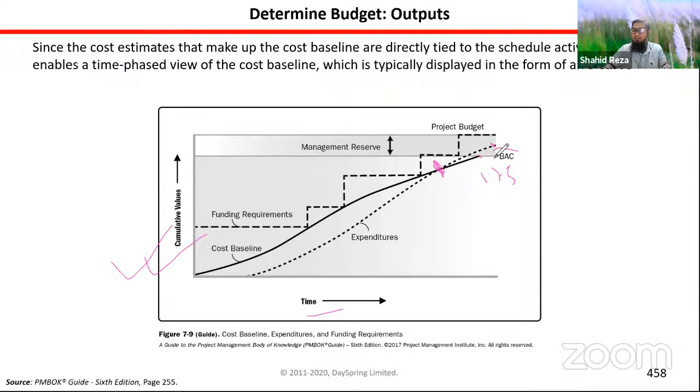This is known as BAC. BAC means budget at completion. The cost baseline is known as budget at completion. That means how much money we need to complete the project. So BAC was here. But what we are seeing is that from this point we are spending more and the project will end up with higher cost. How much higher? This amount.